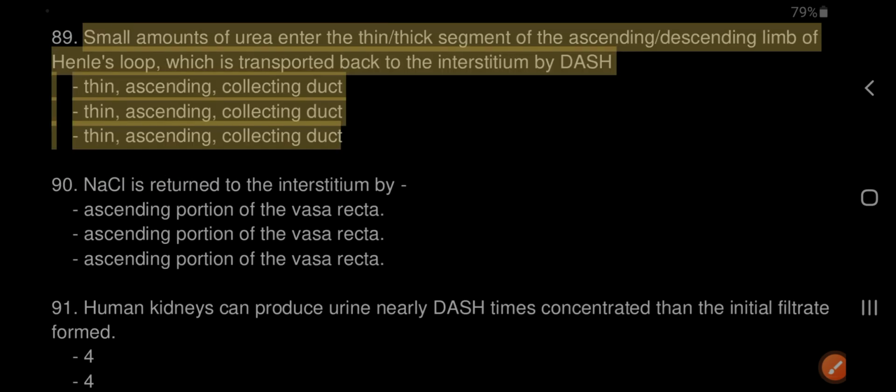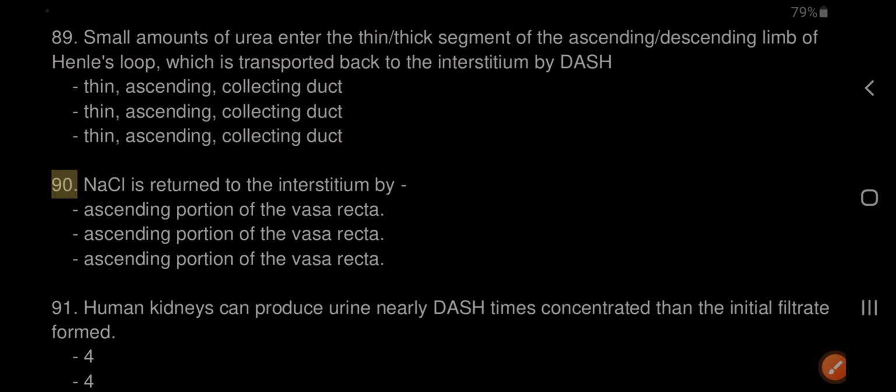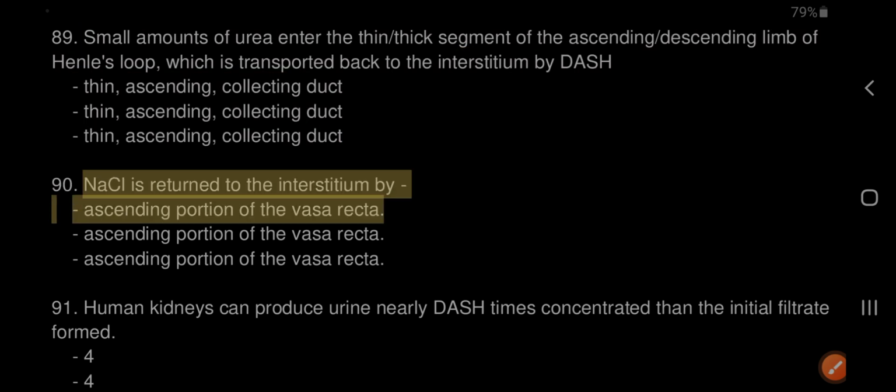89. Small amounts of urea enter the thin segment of the ascending limb of Henle's loop, which is transported back to the interstitium by the thin ascending limb and collecting duct. 90. NaCl is returned to the interstitium by the ascending portion of the vasa recta.